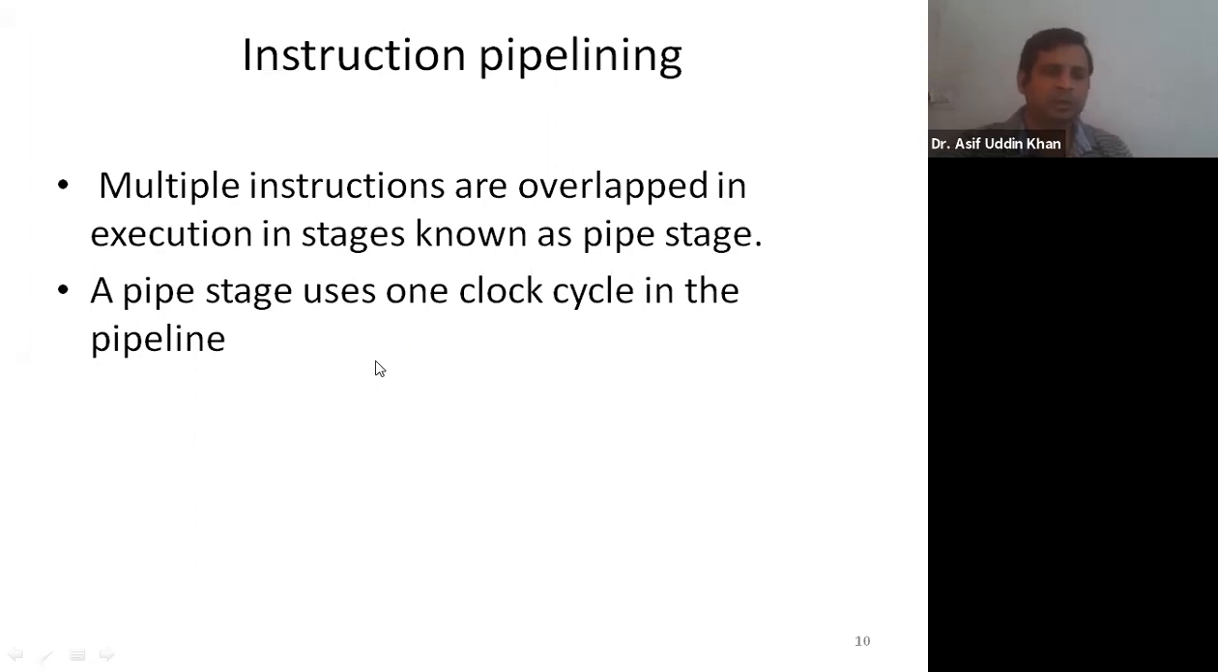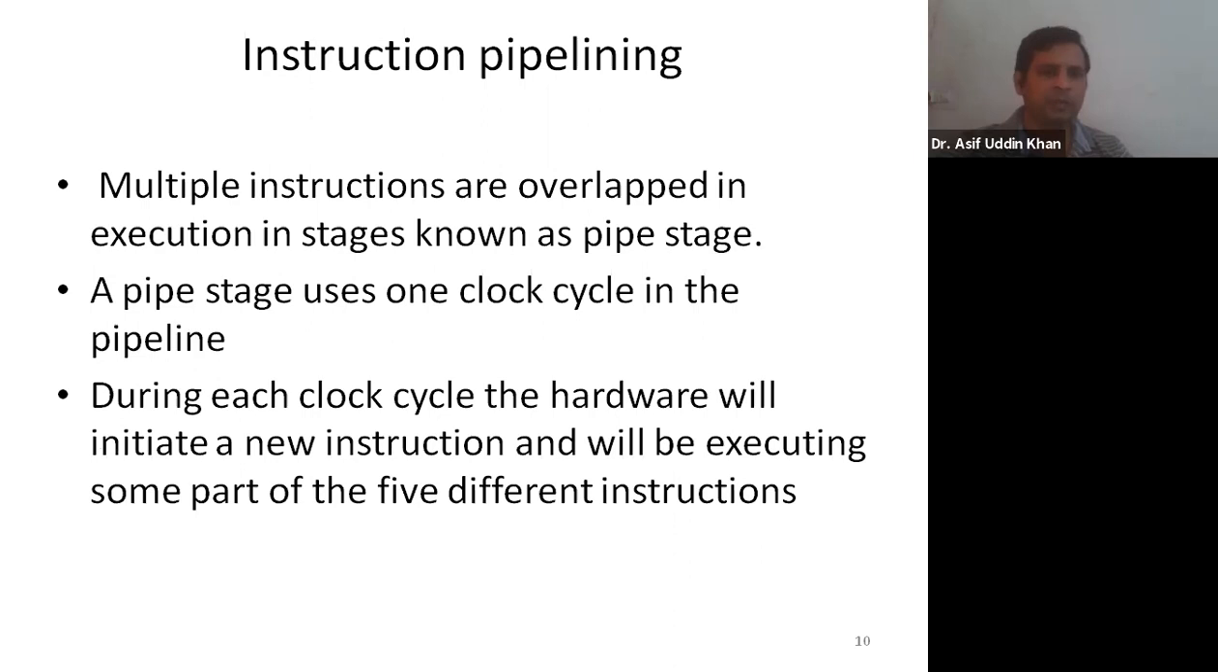So the instructions are overlapped in stages, the stages are known as pipe stages, and each pipe stage uses one clock cycle. During each clock cycle the hardware will initiate a new instruction and will be executing some part of five different instructions. So a maximum of five instructions can be in the pipeline, because we are using a five stage pipeline. If the total number of stages is five, then a maximum of five instructions can be in the pipeline.